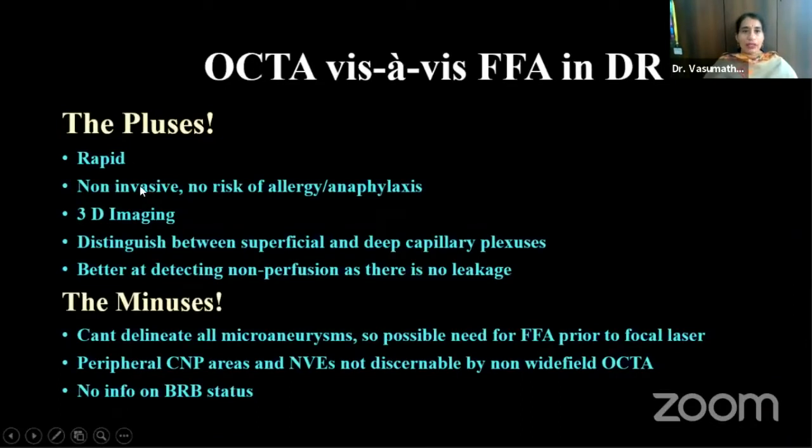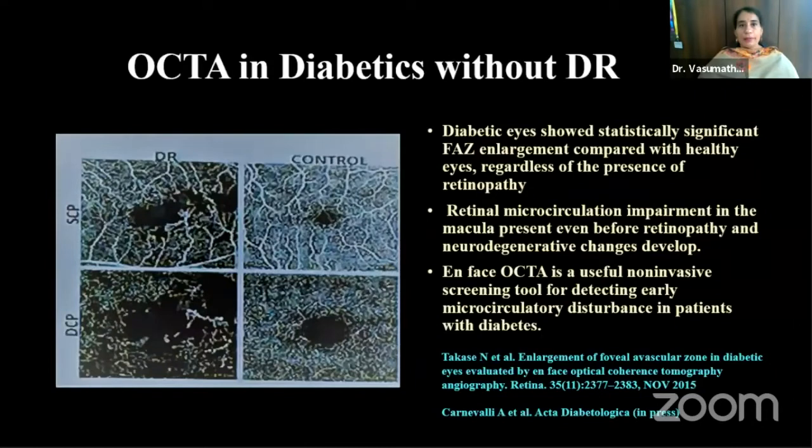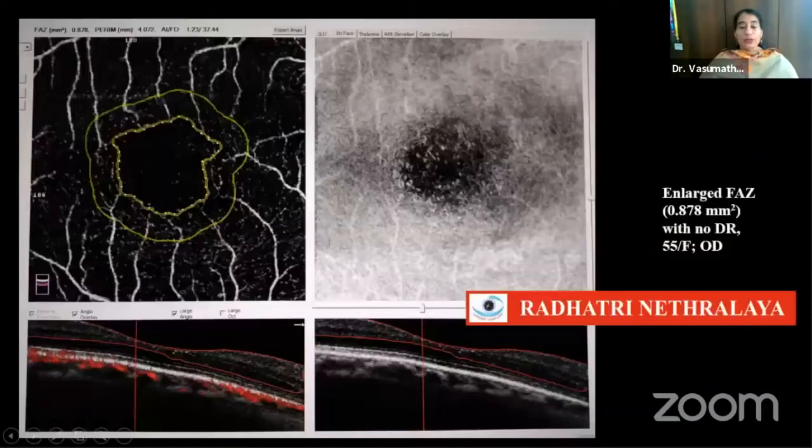Of course, it's rapid and non-invasive when compared to an FFA, but it doesn't tell us about the blood-retinal barrier states. You can't get an idea about the disc, and we don't have wide field OCTA now, so peripheral CNP areas cannot be delineated. And even in patients without diabetic retinopathy, OCTA has shown a statistically increased FAZ enlargement. It has been suggested to be used as a screening tool.